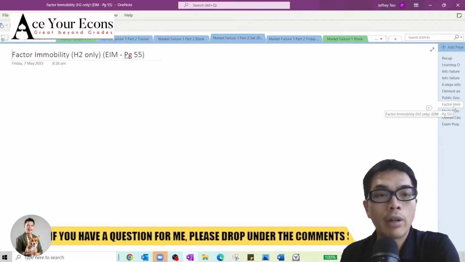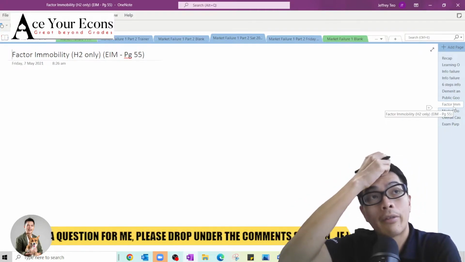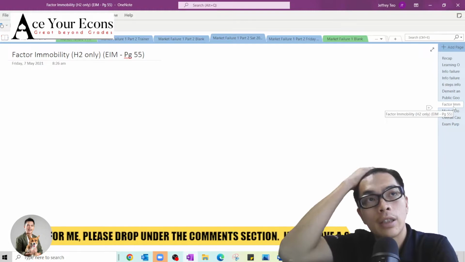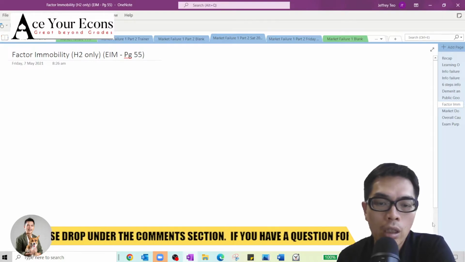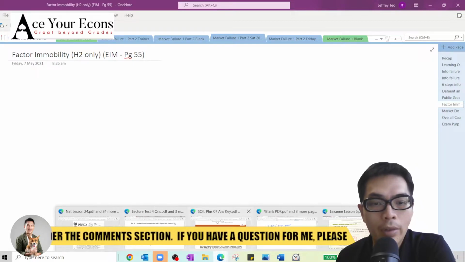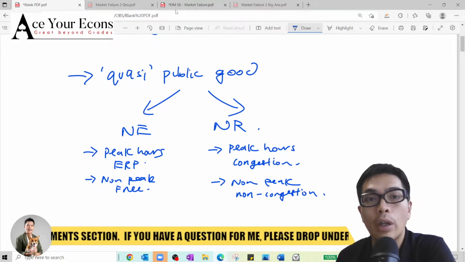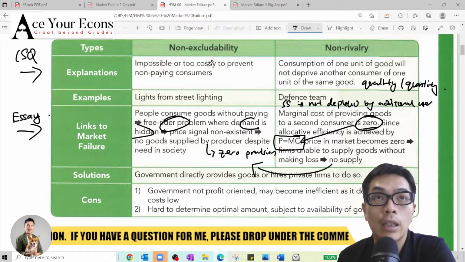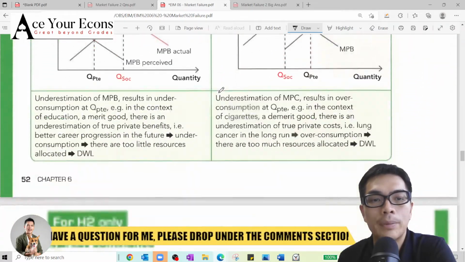Right, so I'll just quickly run through factor immobility. Factor immobility is for H2 only. Likewise for market dominance. So my H1 students, no need to know this. I don't think there are any H1 students here, but if you are an H1 student, you may want to fast forward. H2 students, listen carefully. It is quite unlikely that factor immobility will be tested so early in your first year syllabus. I'm not saying that it's not going to come out, I'm just saying that it won't come out that soon, probably in your second year. It's not difficult, so I'm going to quickly guide you through what factor immobility is.